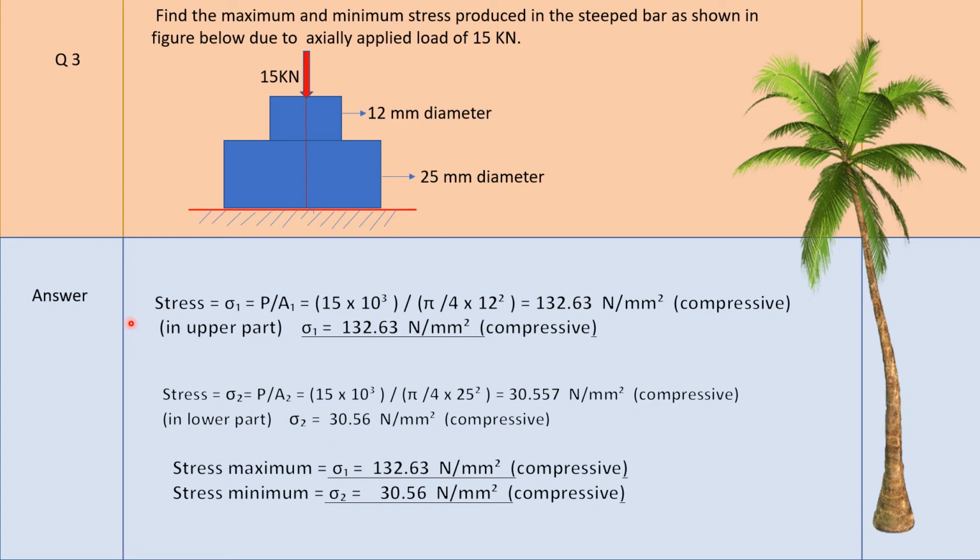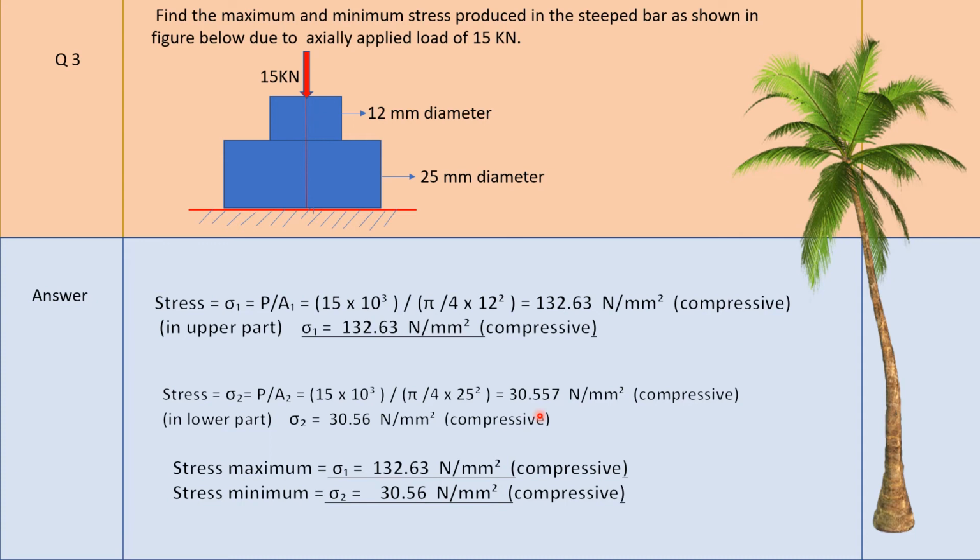Now they have not asked us what is the stress in the upper part and the lower part, they are asking for the maximum and minimum stress. So the maximum stress will be the maximum of these two, that is sigma 1 equal to 132.63 Newton per mm square, compressive. Stress minimum is equal to sigma 2, which is 30.56.